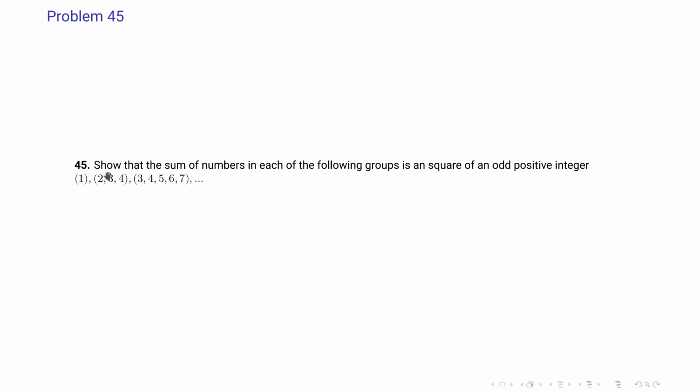Problem number 45 says that show that the sum of numbers in each of the following groups is n square of an odd positive integer: 1, 2, 3, 4, 3, 4, 5, 6, 7.